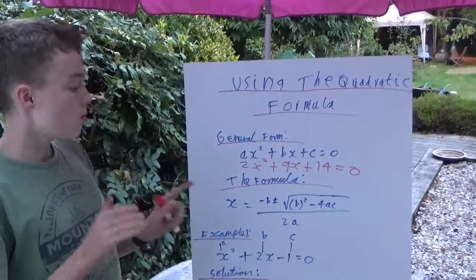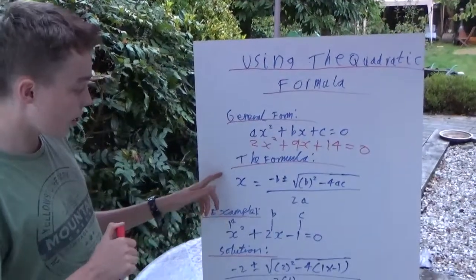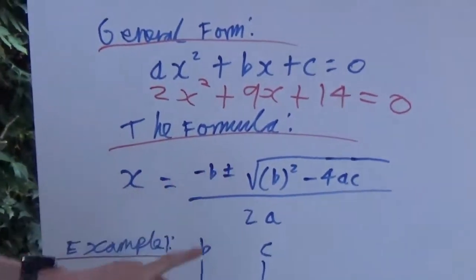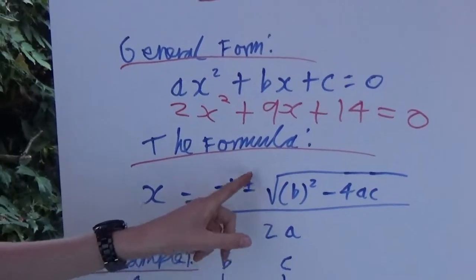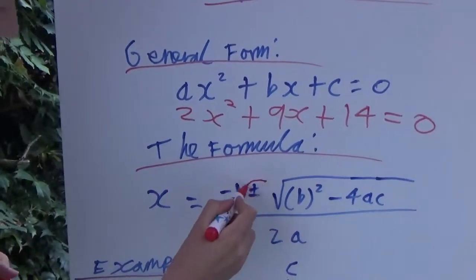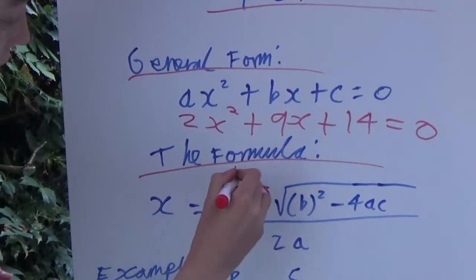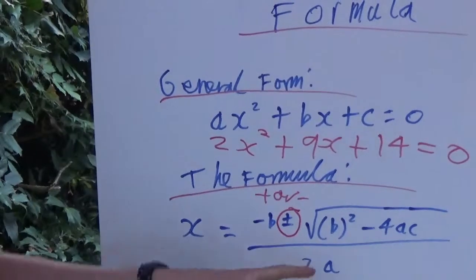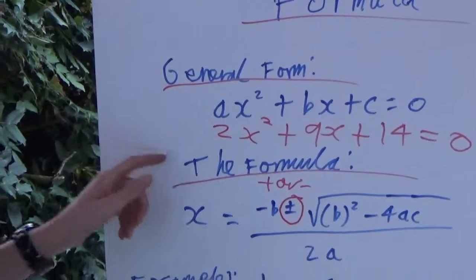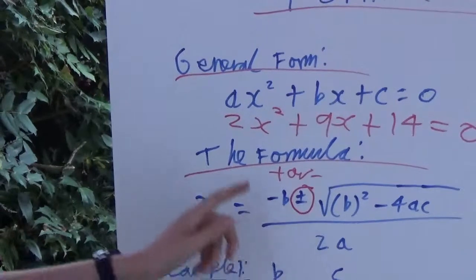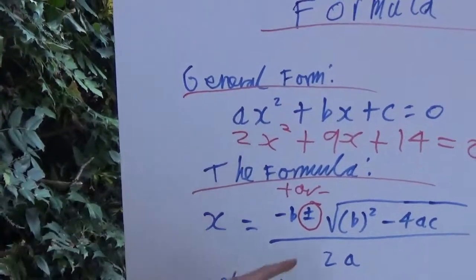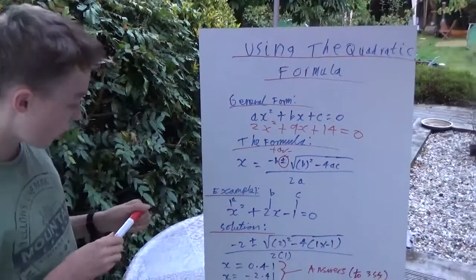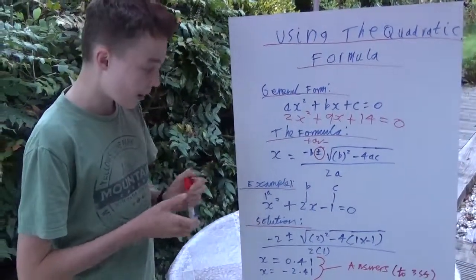Right. So now, this is the exciting bit, if you like. The formula is simply minus b plus or minus, and this sign here means plus or minus, the square root of b squared minus 4ac, all over 2 times a, 2a.